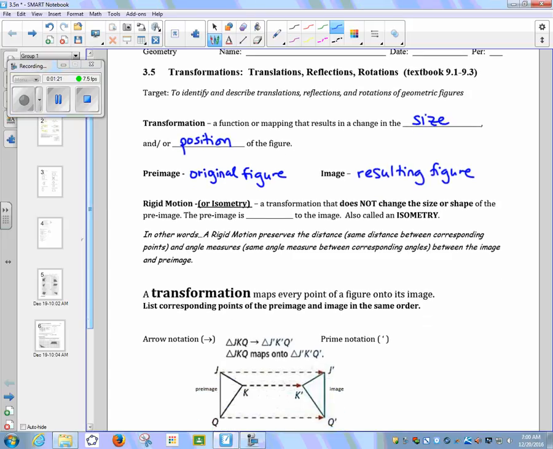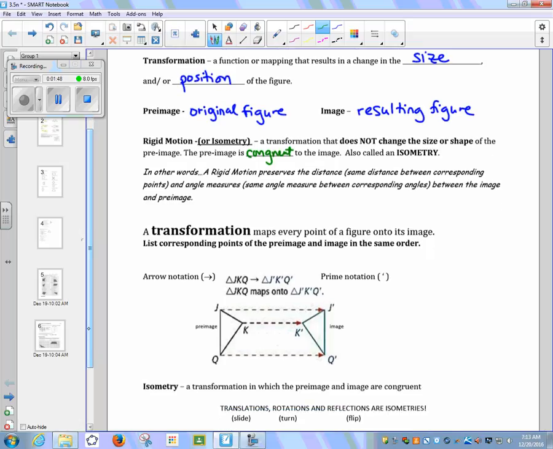Rigid motion is, okay, sorry, we got interrupted there, but rigid motion is a transformation that does not change the size or the shape of the pre-image. So in other words, the pre-image is congruent to the image. It's called an isometry. In other words, it changes in position, but it doesn't change in size or shape, okay?